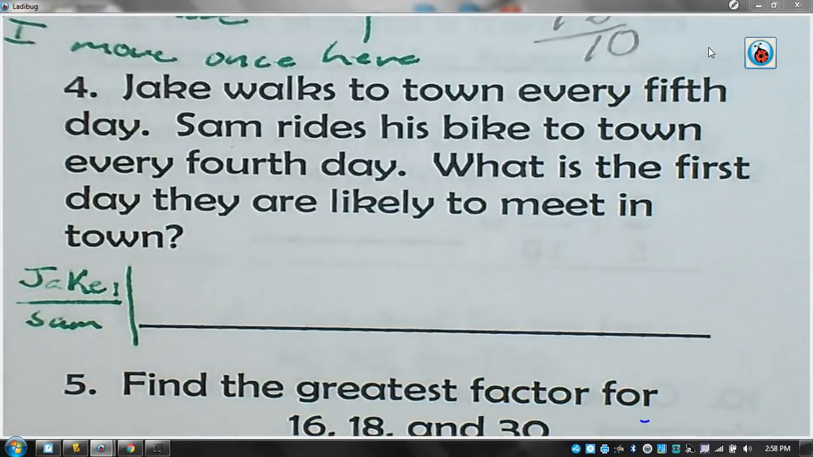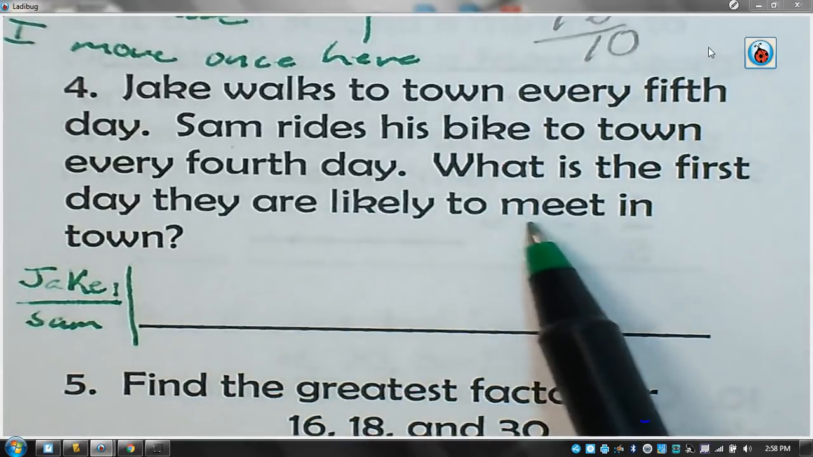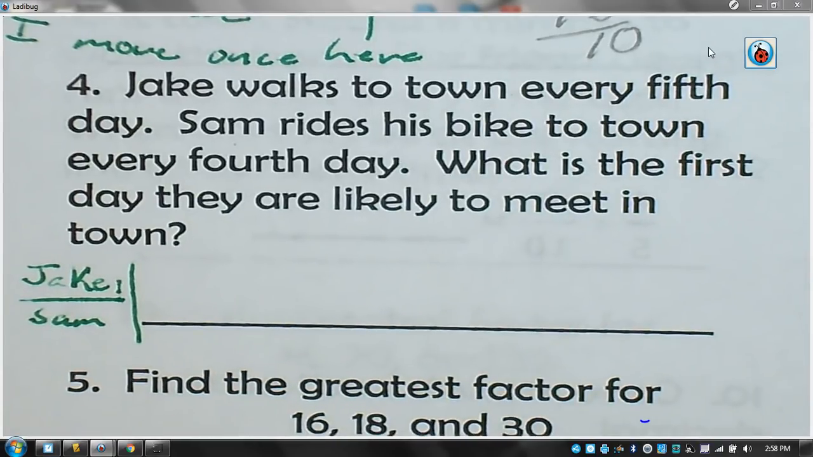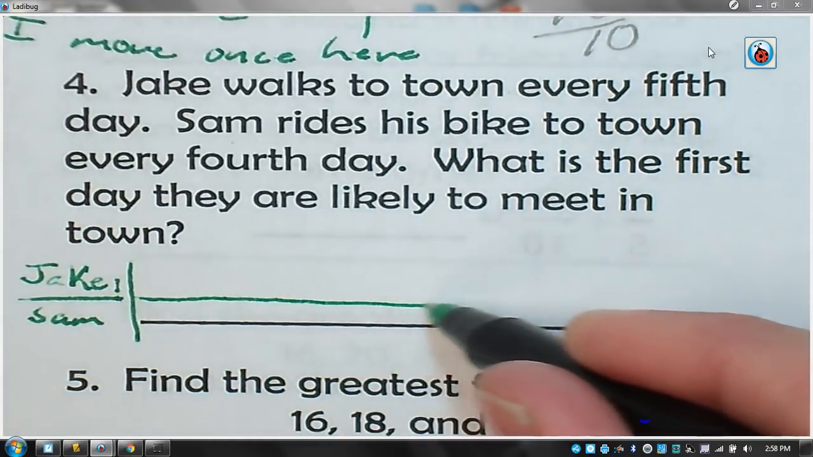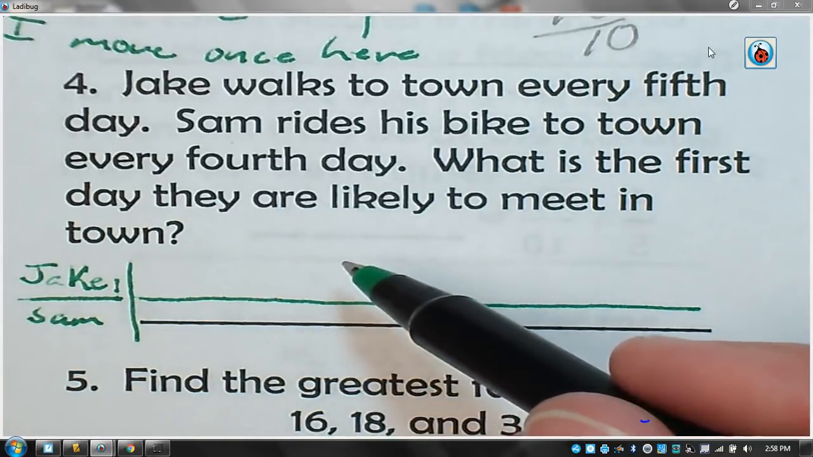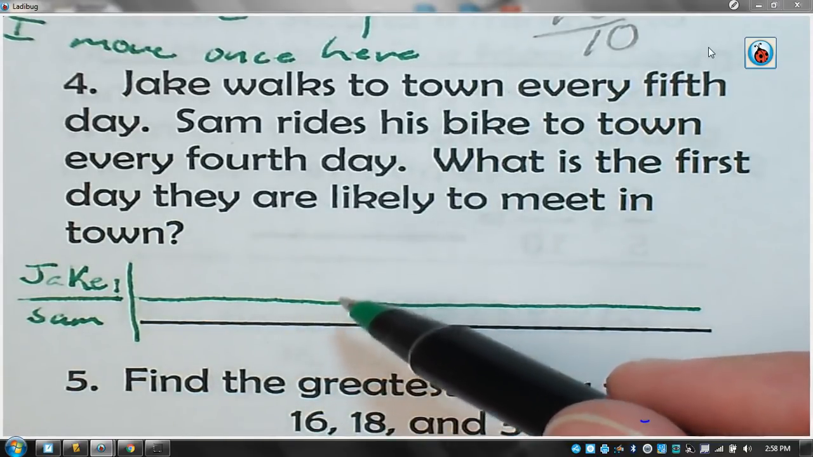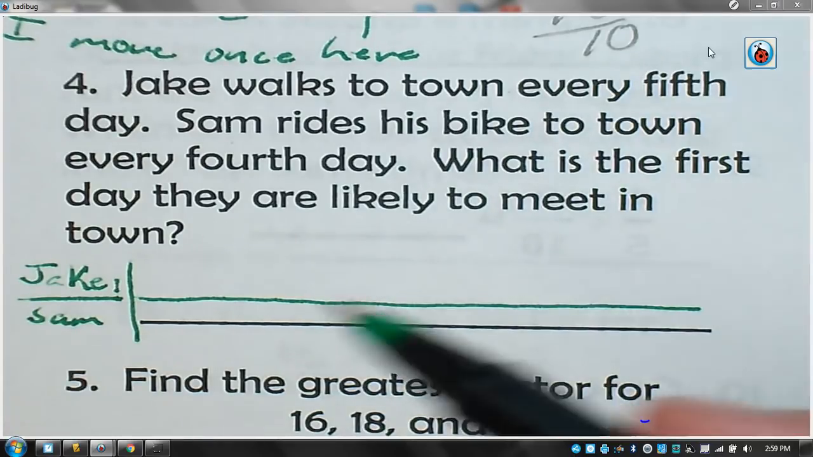Every 5th day, Sam rides his bike to town every 4th day. What is the first day they are likely to meet in town? So one of them is counting by 5s, and the other one's counting by 4s. So you could draw a calendar if you want to. Nobody does anything the first day, the second day, the third day, the 4th day. One of them rides their bike, and then the 5th day, one of them walks.